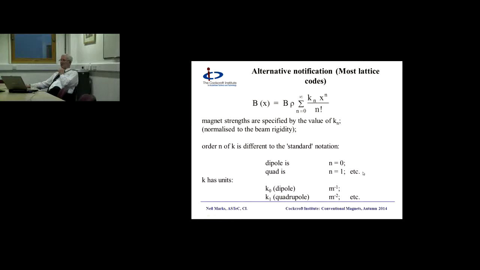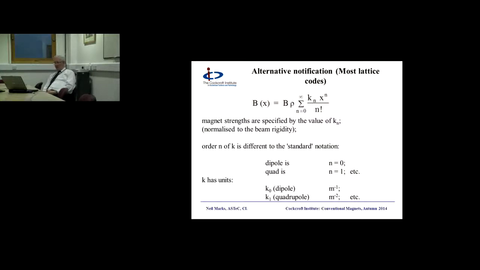Notice that in some circumstances you'll come across an alternative code, and this is often used for lattice programs where Bx is normalized to B rho, which is the rigidity of the beam. B is the magnetic field in a dipole, and rho is the radius of curvature in that dipole. So that defines the rigidity of the beam, and so it's a normalized situation. And this then has a different set of values for n compared to the equations that we've just established.